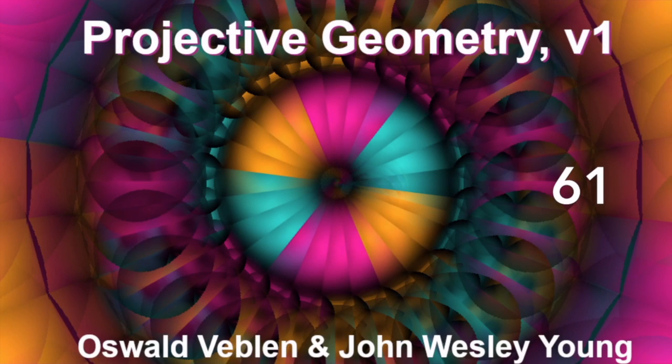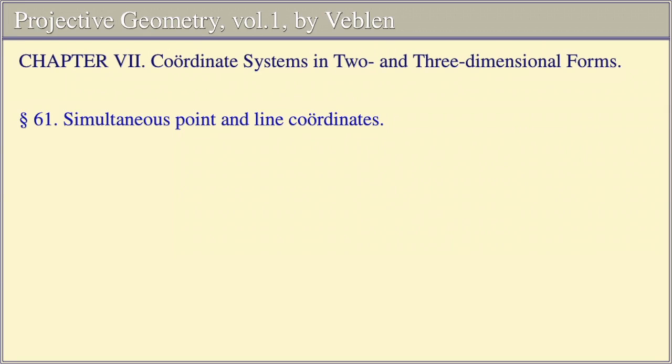Projective Geometry, Volume 1, by Oswald Veblen and John Wesley Young. Chapter 7, Coordinate Systems in Two- and Three-Dimensional Forms. Section 61, Simultaneous Point and Line Coordinates.